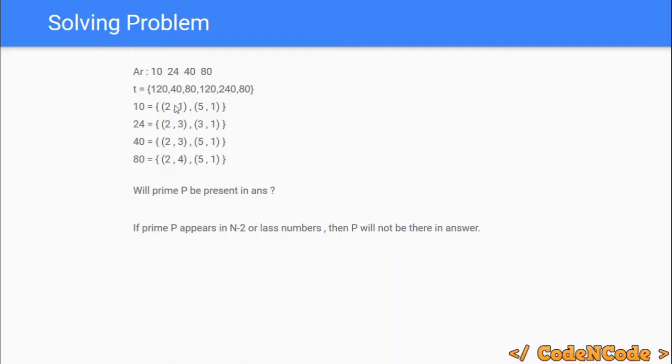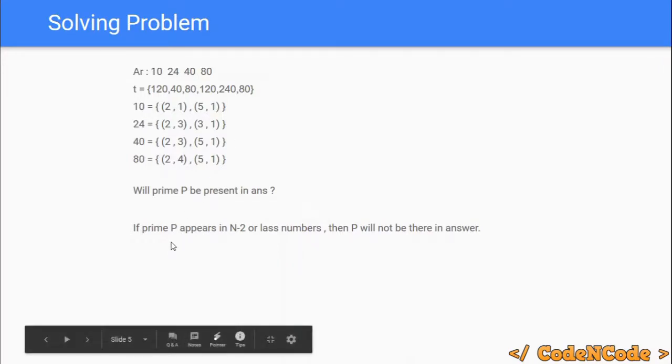If their LCM doesn't contain prime 3, then when you take their GCD, the GCD will not contain 3 as well, because GCD contains only those primes which are common to all of the numbers. But here we are able to generate a number such that it does not contain this prime. So that is why if prime P appears in n minus 2 numbers, which means it is leaving at least 2 numbers, and those 2 numbers don't contain this prime, those 2 numbers will be able to generate a number which does not contain this prime. If that happens, then in the answer this prime won't be present.